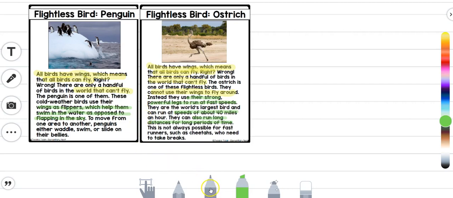So then these use their wings to move, it looks like, and these use their legs to move. So to move from one area to another, penguins either waddle. Oh no, they use their feet too, don't they? Swim or slide on their bellies. So they have all these different ways of moving, whereas the ostrich, it seems like mostly uses its wings. I'm sorry, its legs to move. So with the ostrich, it's really not useful to have the wings because they really don't use them that much. For the penguin, they use their wings as flippers.